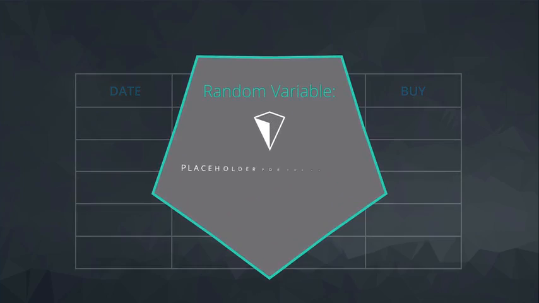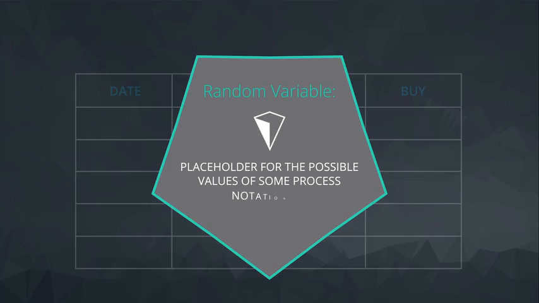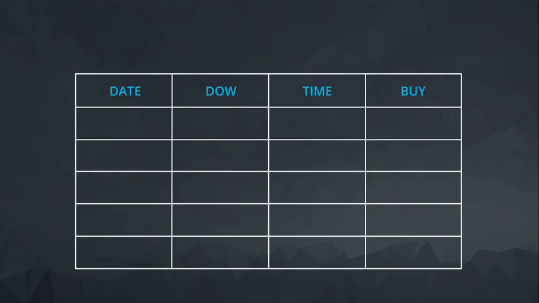Explaining what a random variable is in English is complicated, but in notation, it's simple. In English, a random variable is a placeholder for the possible values of some process. In notation, it's x. For our website, the date of the visit, the day of the week of the visit, the amount of time spent on the site, and whether or not an individual buys an item are all variables.